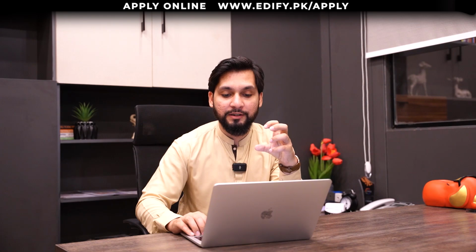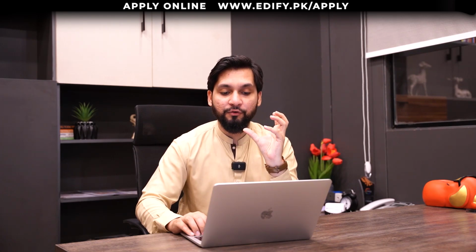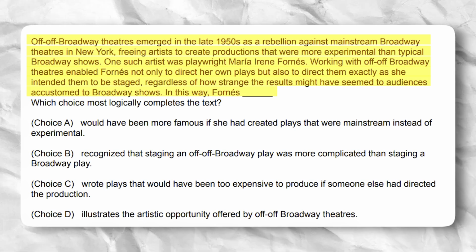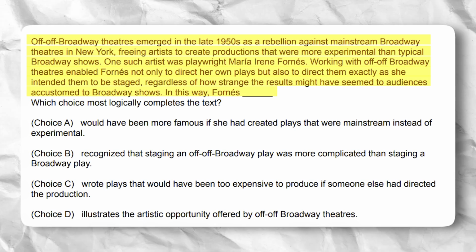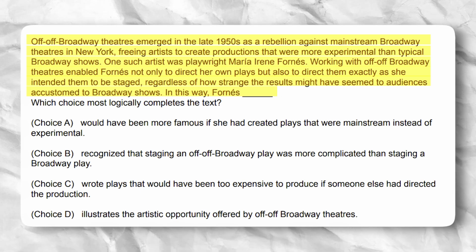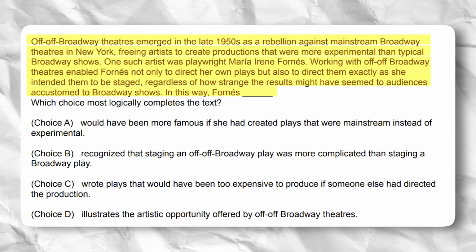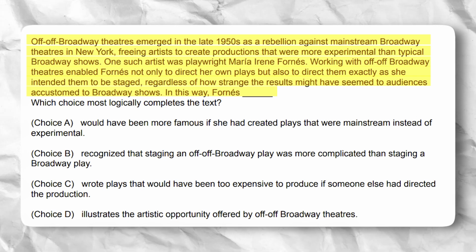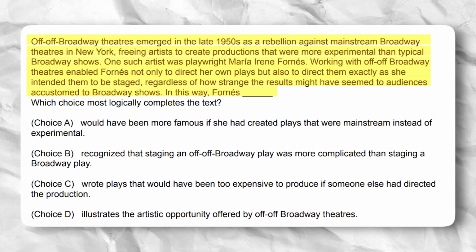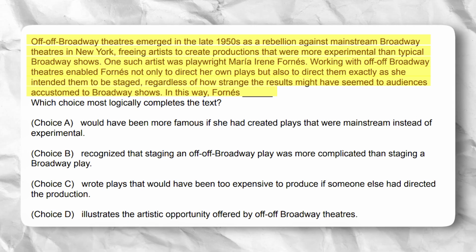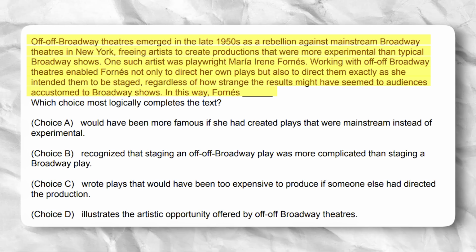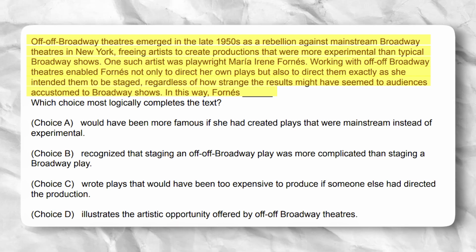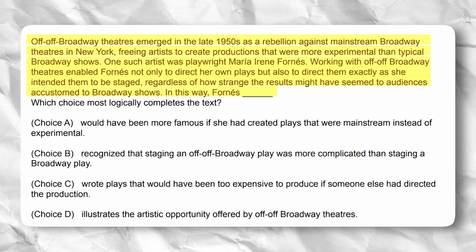What's the main takeaway? What is the whole thing around which it revolves? So pause the video and try to find out that. Okay, so create production that were more experimental than typical Broadway shows, and that is the main idea. I mean, the off-Broadway allowed. So in the beginning, the starting sentence of this whole prompt, that is basically its thesis statement. So we will be relying on that, and the rest is just an explanation which is supporting that main thesis. So that's how it is done.